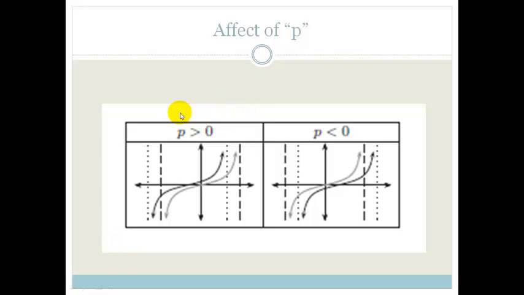Right, so let's just summarize. If we have a positive value, if P is greater than zero, then what are we doing? We are shifting the graph over to the left. Whereas if P is smaller than naught, we are shifting the graph over to the right, just as we have spoken about. This dark one is the new one. So we've shifted this graph over to the left, whereas here we've shifted the graph over to the right.